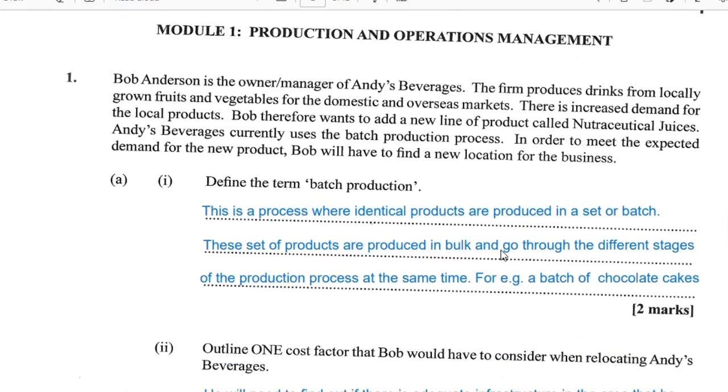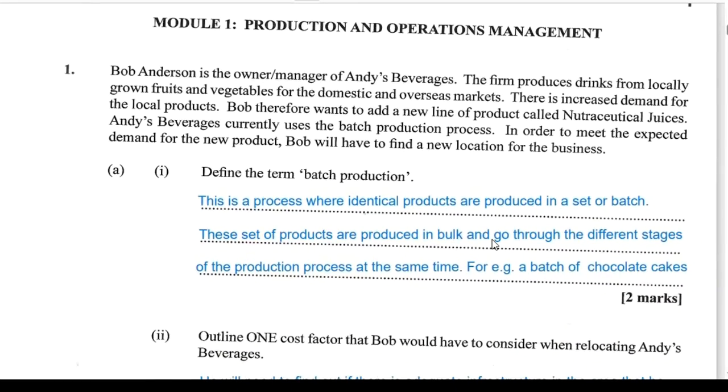All right. Let's look at the next question. Outline one cost factor that Bob would have to consider when relocating Andy's Beverages. Can you think about it? All right, let's look at a possible answer for this.